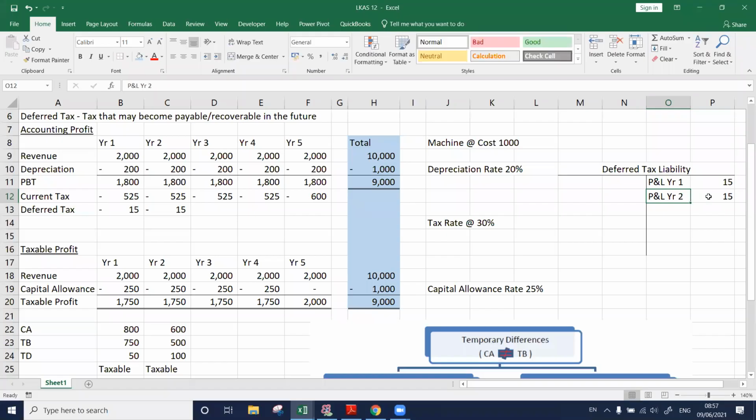This goes to the P&L of year 2, the corresponding entry. Clear? Right?